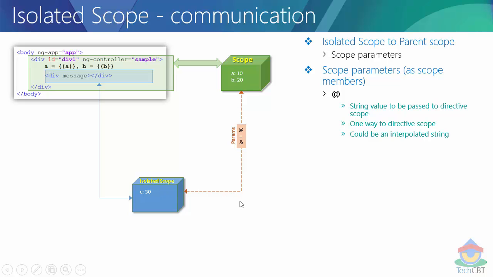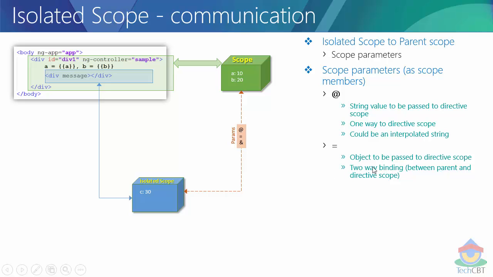So the next one is the equal to symbol. Whenever I specify the equal to symbol as part of the scope parameters, you are saying that you are likely to provide an object but not a string. Which means you will be defining your own JSON object which will be sent from the parent into the isolated scope.